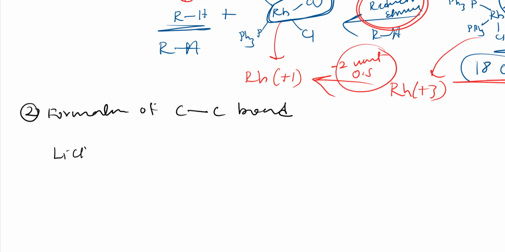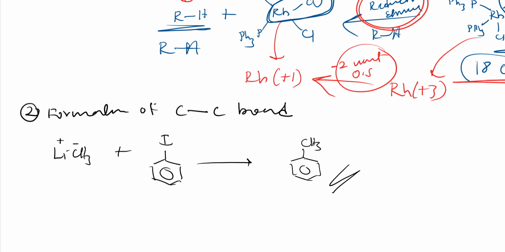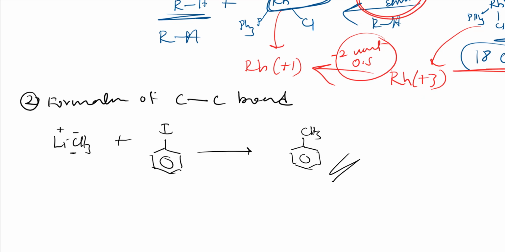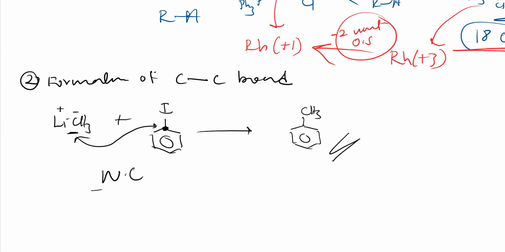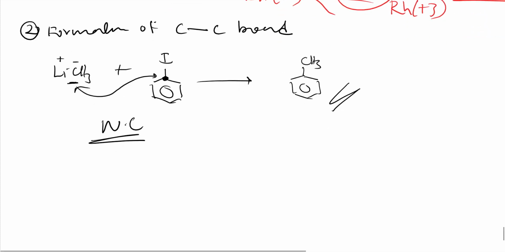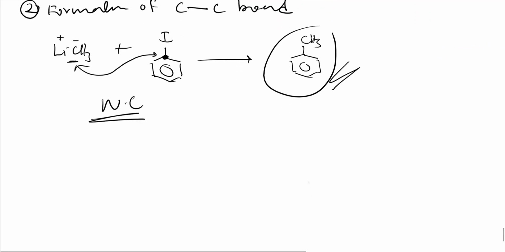LiCH3, lithium, like this, Li plus CH3 minus, and I have this halogen here, iodobenzene, right? So if I do a direct reaction, I may not get this product, toluene, right? So to form the bond between this carbon and this carbon, we use this Wilkinson catalyst to get this toluene. How does this happen? That is also very simple.